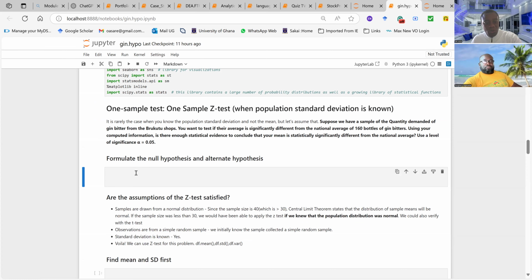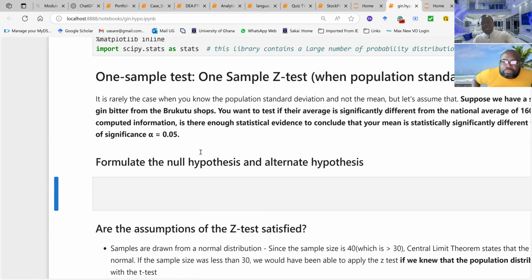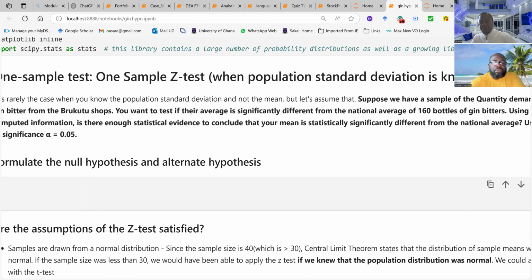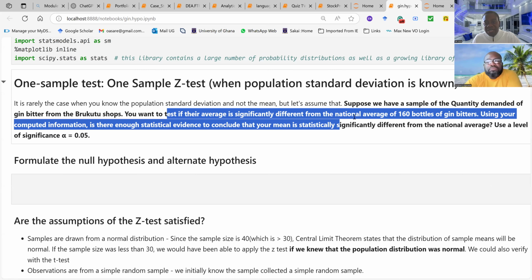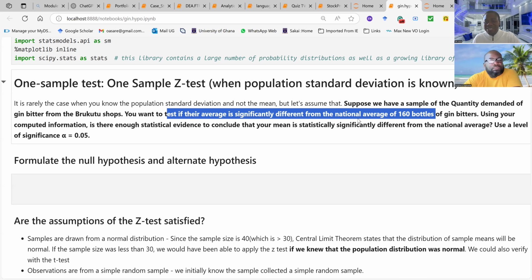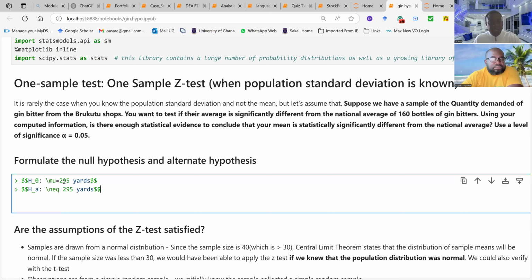So who can formulate the null and alternative hypothesis? You're looking at the sentence. What symbol are we dealing with here? It's right in front of you. It says that you want to test the hypothesis that the average is significantly different from the national average of 160. What symbol are we dealing with? I think it's equal to. Equal to, that's it. So the symbol is equal to, so you're going to use the equal to 160.